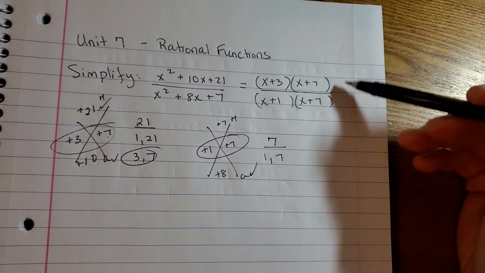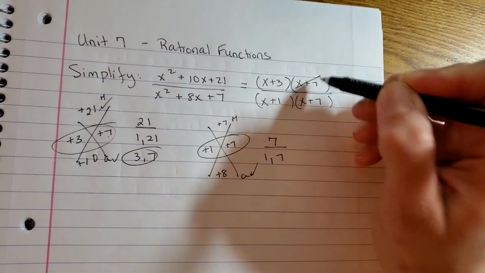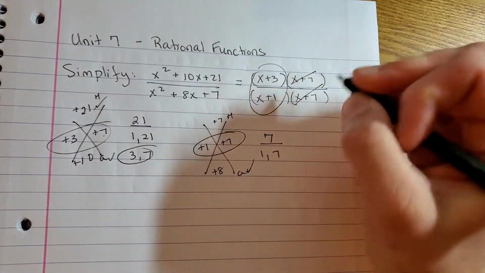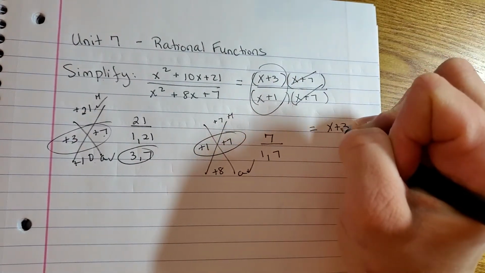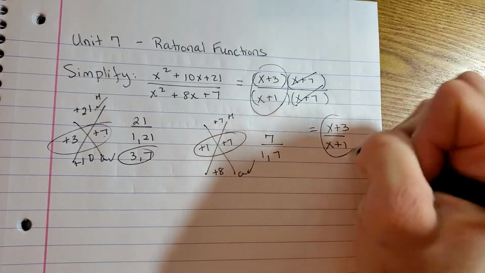Now I'm going to look, can I cancel anything out? Well, I have x plus 7 on both, so my final answer would just be x plus 3 over x plus 1.